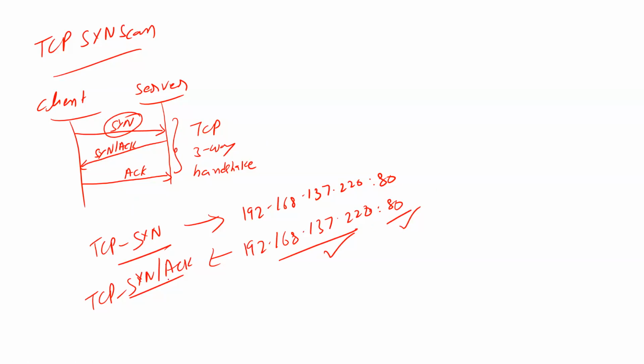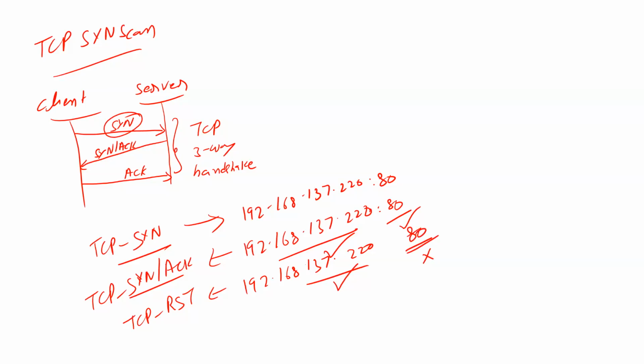But let us say you haven't got a TCP SYNACK, but what you got is a TCP reset, from 137.220. So what does it mean? So you got a TCP reset, it means this IP address is available, but the port 80, whatever you are trying to check, is not open, that's closed.